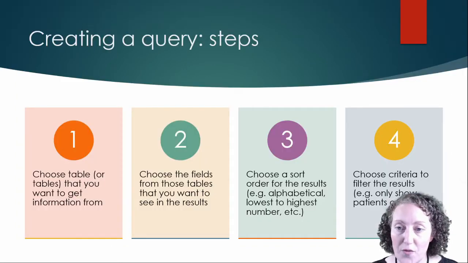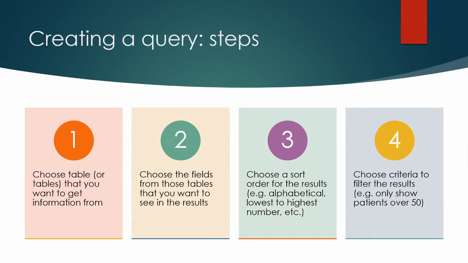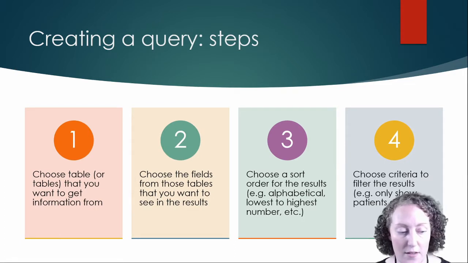So the steps for creating a query in Access. First of all, we're going to choose the table or tables. We can get information from multiple different tables. Then we choose what fields we want to see in the results. We'll choose a sort order for the results, so it could be alphabetical or lowest to highest or so on. And lastly, we can also choose criteria to filter the results and, for example, show only patients over 50 or some other criteria like that.